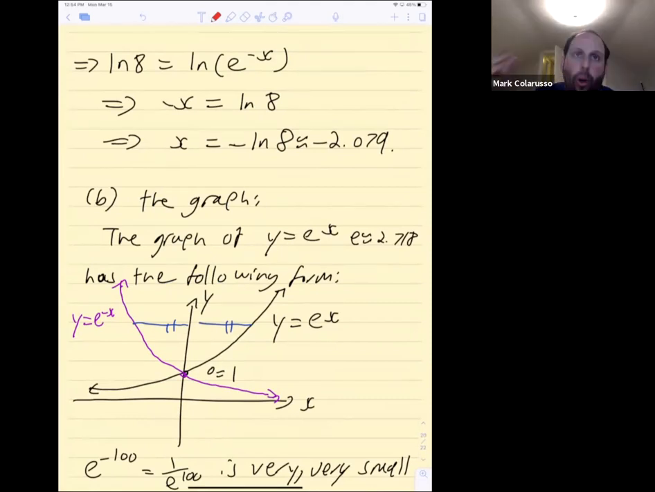And if you want to know in more detail why the graphs look the way they do, I can go into more detail in the live meetings. But this is fine for now. So just remember roughly what they look like. All right, so that's it for now.